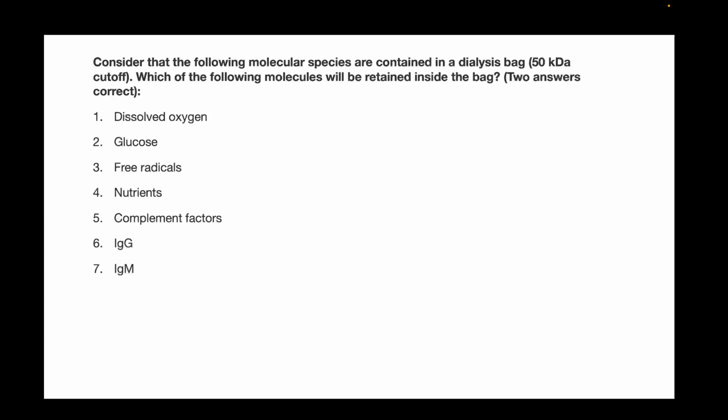Moving on to the next question, which considers that the following molecular species are contained in a dialysis bag with a 50 kDa cutoff. Which of the following molecules will be retained inside the bag? You have to select two correct options here. The options are dissolved oxygen, glucose, free radicals, nutrients, complement factors, IgG, or IgM.